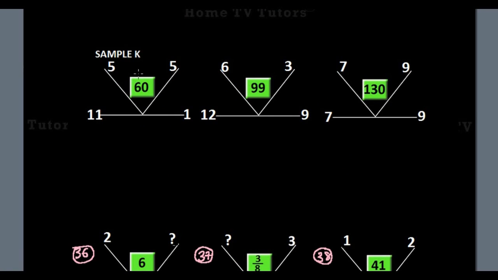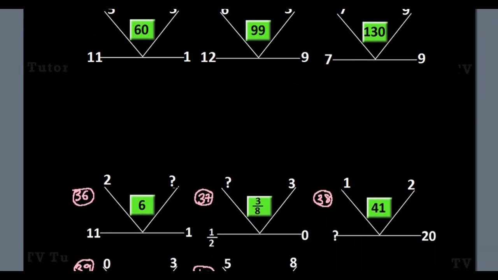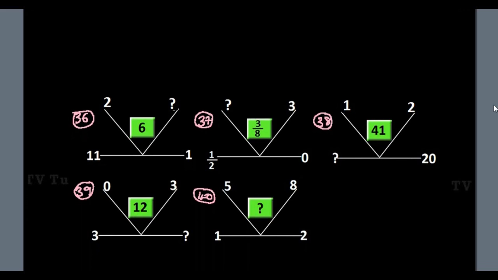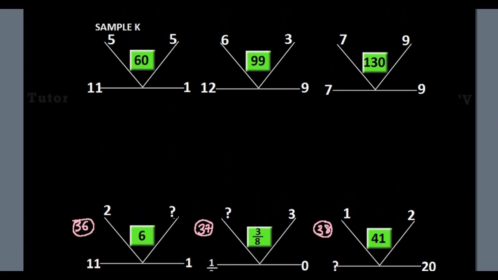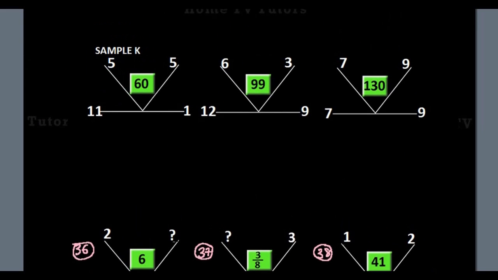Here we are with another example to study. So we'll study this sample K, 3 of them, and use it to solve these 5 questions. Okay, so now let's start. If we want to add, this is the number we'll look for. This is the result of whatever we do with these 4 numbers.